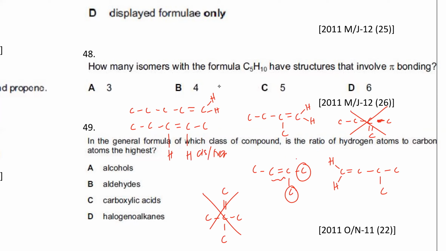Is that clear? Yes, sir. So it's 6 then. So it's 6. I mean, this would be counted twice. There's a cis version and there's a trans version. So the answer would be 6.